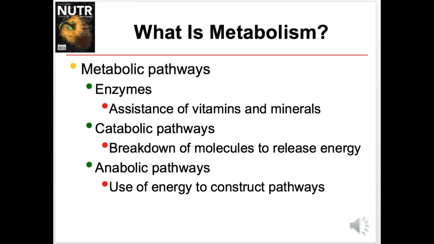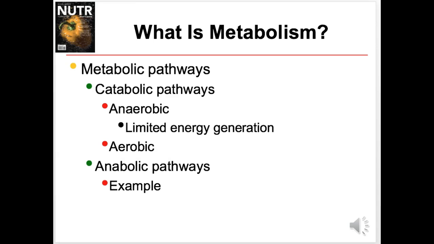So we have several metabolic pathways when this happens. We have enzymes, catabolic pathways, and anabolic pathways, so we just talked about. Your enzymes help assist the metabolic breakdown of vitamins and minerals. And then your catabolic pathways, we talked about, they release the energy, and the anabolic pathways construct the pathways to release the energy. That makes sense? So you have anaerobic, which means without oxygen, and this generates a limited amount of energy. And then you have aerobic, which means with oxygen.